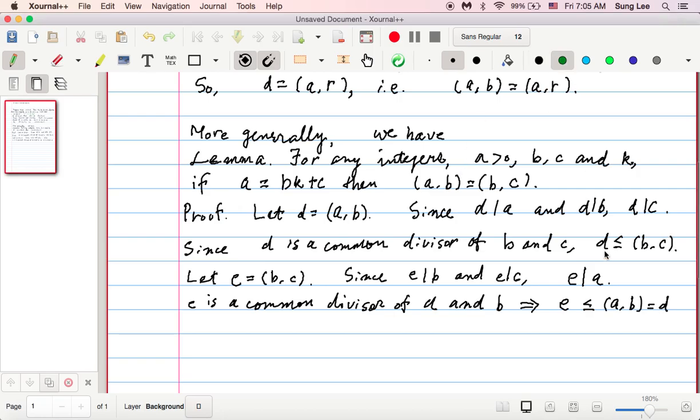So what did this show? Earlier, we have shown that D is less than or equal to the greatest common divisor of B and C, which equals E. So we have shown that D is less than or equal to E. Now we have just shown that E is less than or equal to D. Thus we have D equals E. In other words, the greatest common divisor of A and B equals the greatest common divisor of B and C.